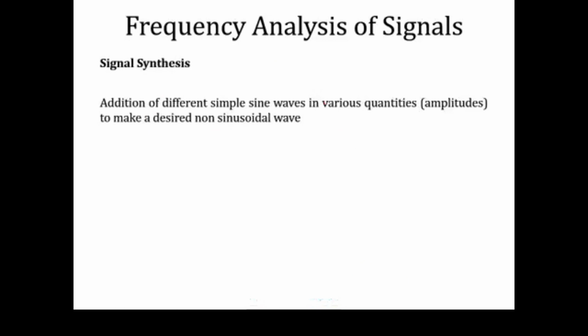Now let's come to signal synthesis. As you already know, synthesis is a process of adding two or more simpler quantities in order to produce the desired complicated quantity. Similarly, signal synthesis is a process of adding various simple sine waves in order to produce the desired non-sinusoidal signal. As we discussed in the color synthesis example, by changing the contribution of primary colors red, green and blue, we can create a variety of colors.